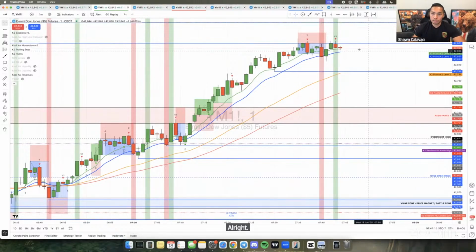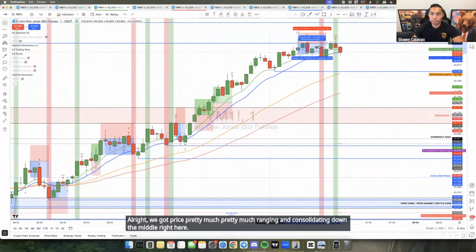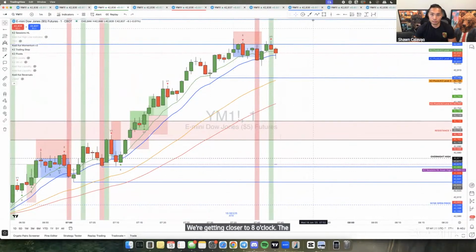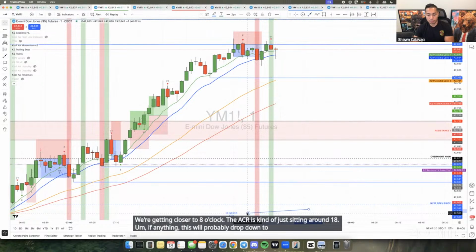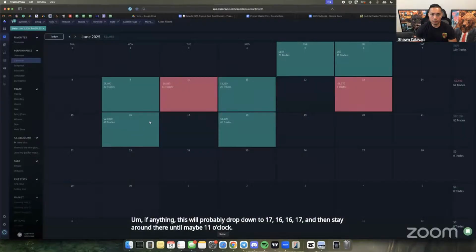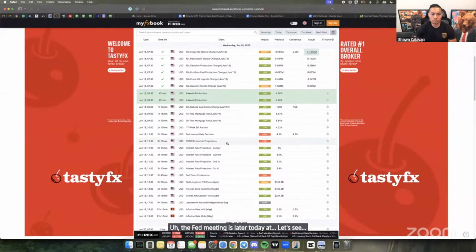All right, we got price pretty much ranging and consolidating down the middle right here. We're getting closer to 8 o'clock. The ATR is kind of just sitting around 18. If anything, this will probably drop down to 17, 16, 16, 17, and then stay around there until maybe 11 o'clock. The Fed meeting is later today at 11 o'clock our time, or Pacific time.